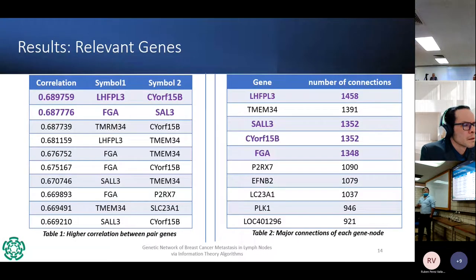And we continue with the analysis of the relevant genes that we obtain from the genetic network generation. As I mentioned, we obtain two files with the mutual information ordering. The first is a points-off file ordering the mutual information by the highest correlation between gene pairs, as we can see in table one. The second is a points-off file ordering the mutual information by the major correlation of each gene node.